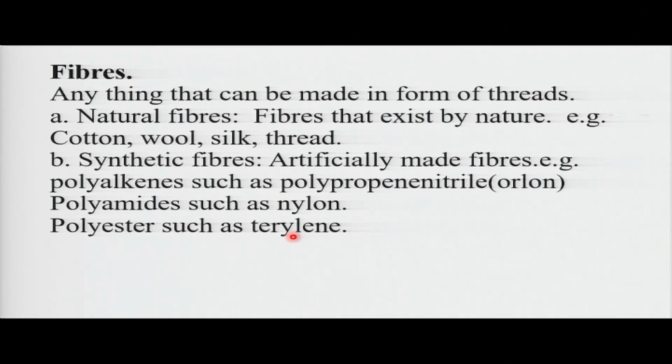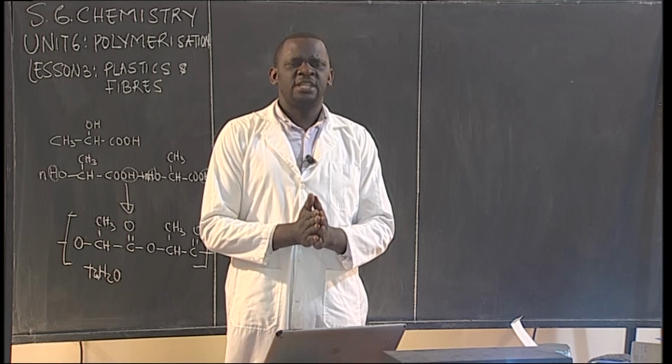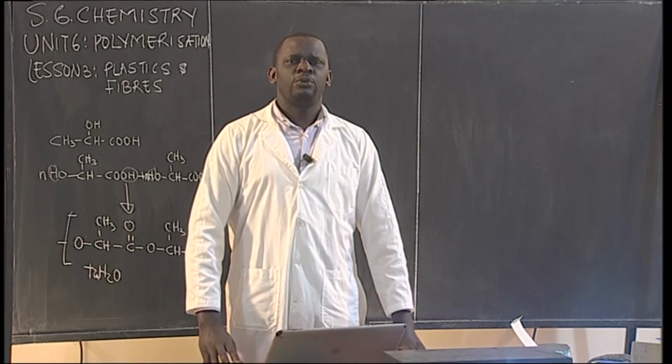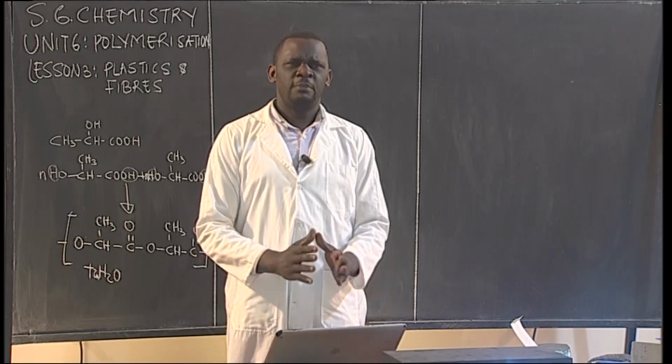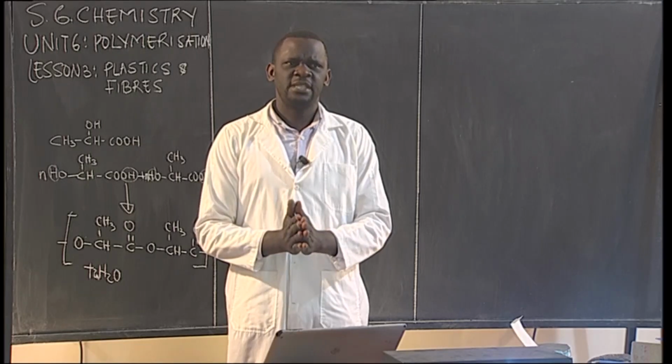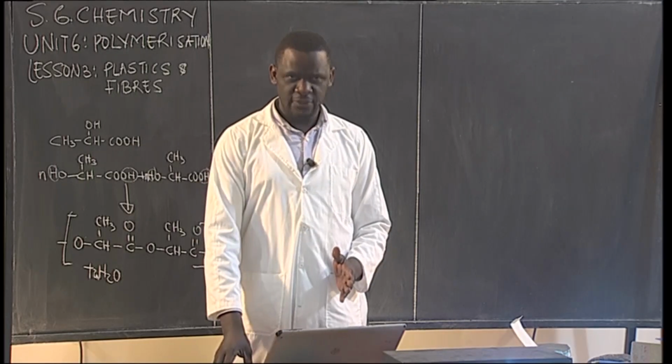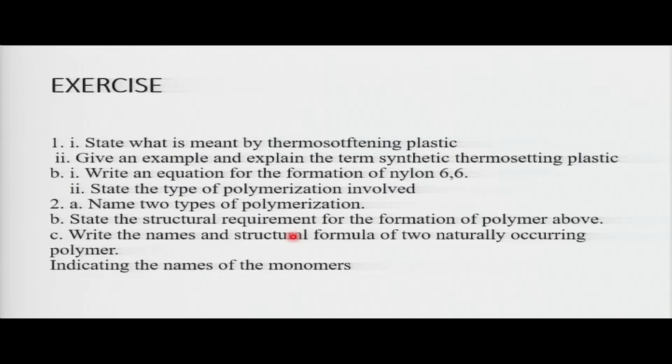Today in this lesson we have tried to describe our polymers in terms of plastics and in terms of fibers. So I'm going to leave you with some work to do. Here is some exercise. Make sure you try out this exercise. The first question is telling you to state the meaning of thermosoftening plastics. Give an example and explain the synthetic thermosetting plastics. Write an equation for the formation of nylon 6,6.